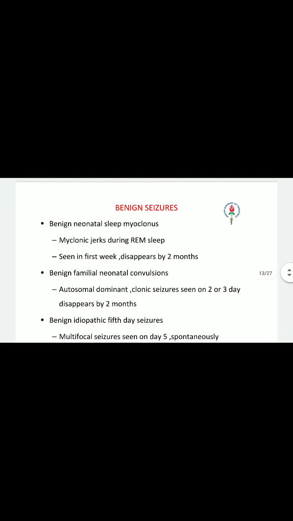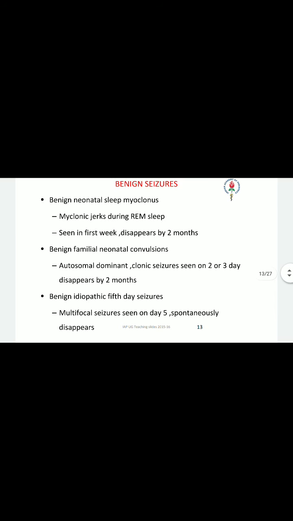There is one more entity called benign seizure. Benign seizure means they are seizures only, but they don't harm. Benign, and promptly disappear over a period of time without any medication even. Benign neonatal sleep myoclonus. So you might have seen babies, all of a sudden, jerky movements you see once in a way in babies, normal babies also. During REM, especially in deep sleep, seen in the first week, disappears by two months.